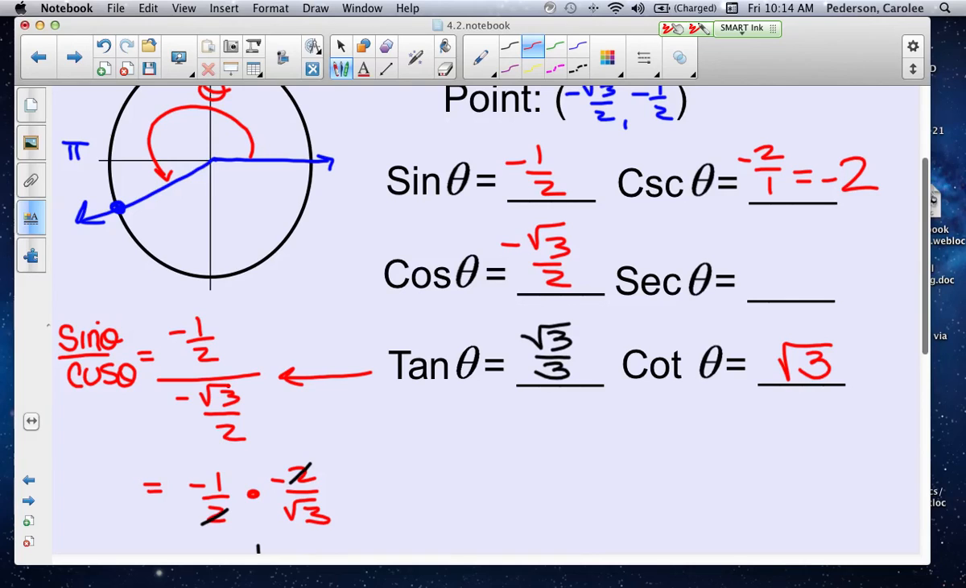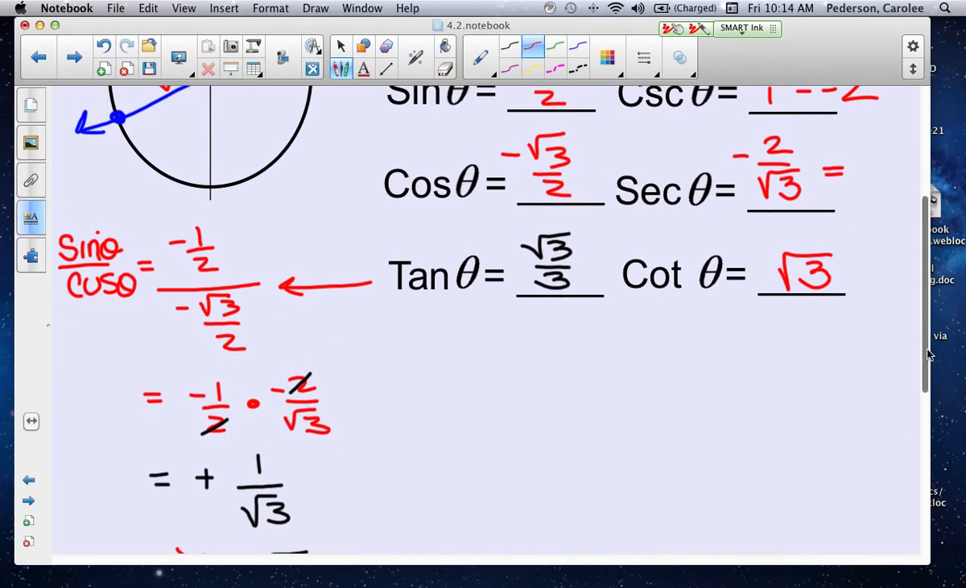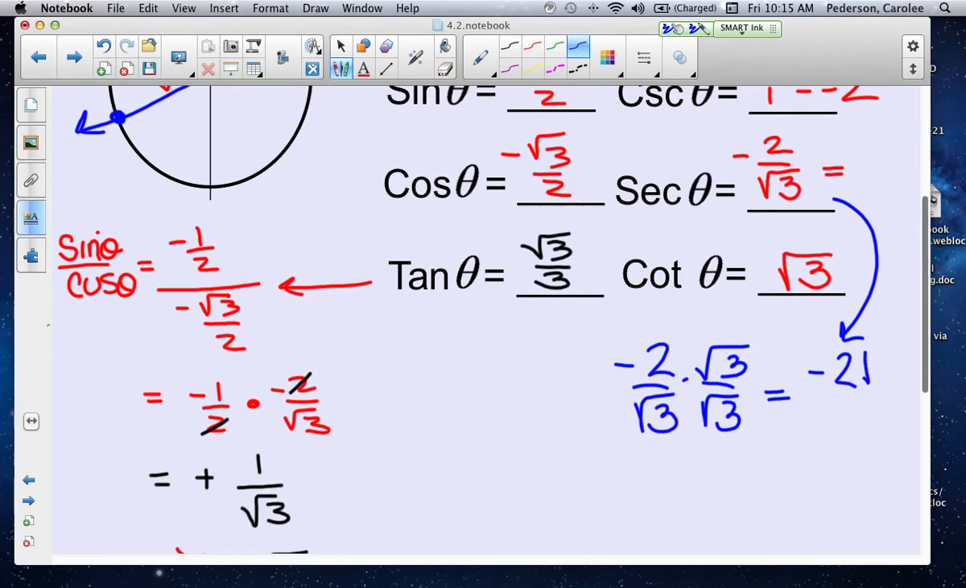Secant. Flip it. Negative 2 over square root of 3. Uh-oh, can't leave it like that again, right? Got to reciprocate it. So let's go off to the side. Down here. Negative 2 square roots of 3. How do I rationalize that? Square root of 3 over square root of 3 equals negative 2 square roots of 3 over 3.